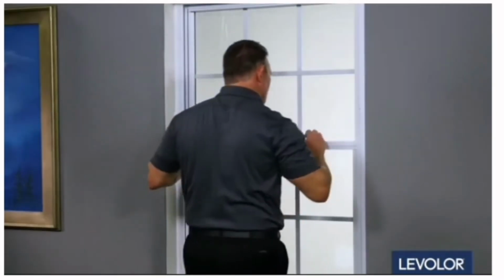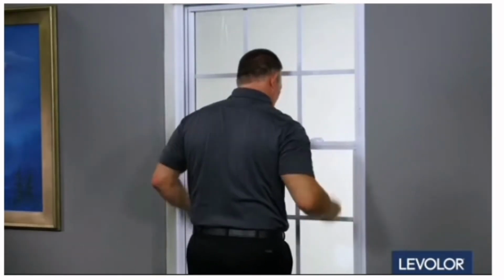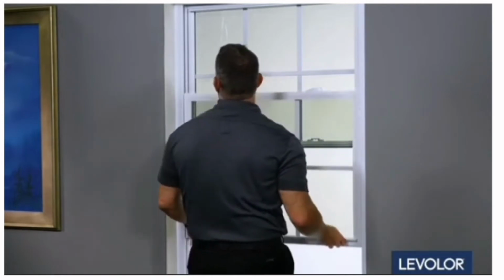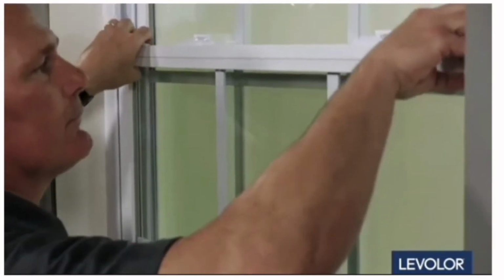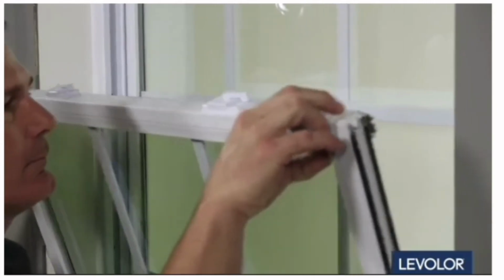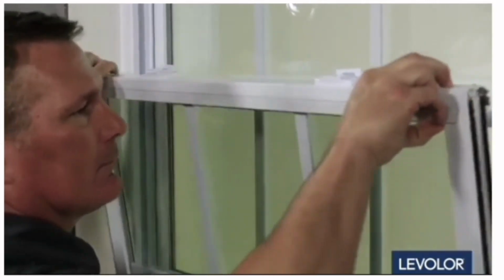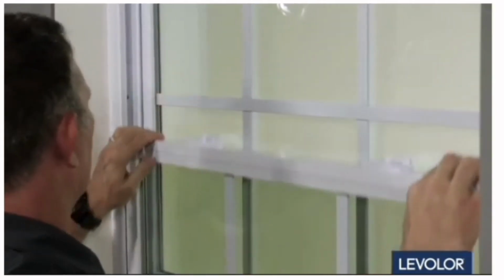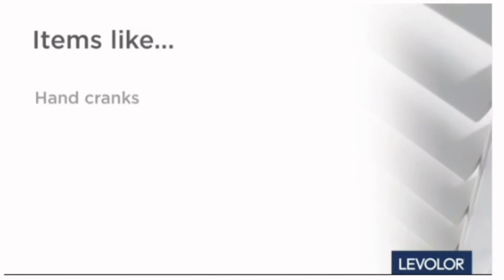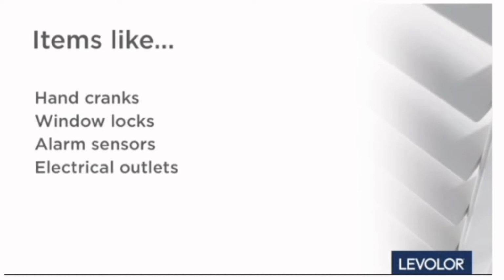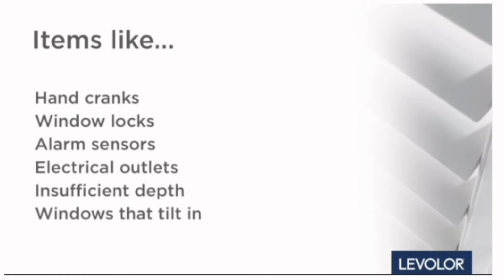Every window is different. The window type, style, and characteristics determine what frame you should use. For example, always scan the window for anything unusual that could prevent the frame from being placed in or around it. Items like hand cranks, window locks, alarm sensors, electrical outlets, insufficient depth, or even windows that tilt in. Many of these issues will determine the type of mount and louver size option.